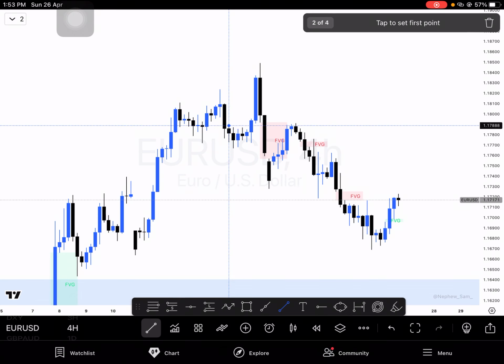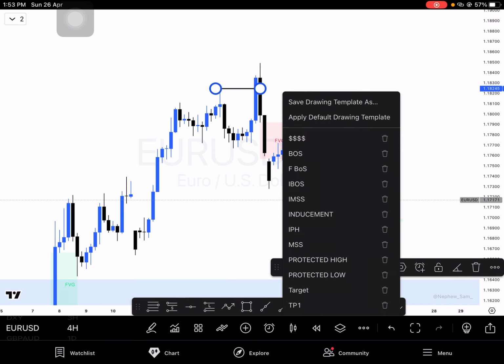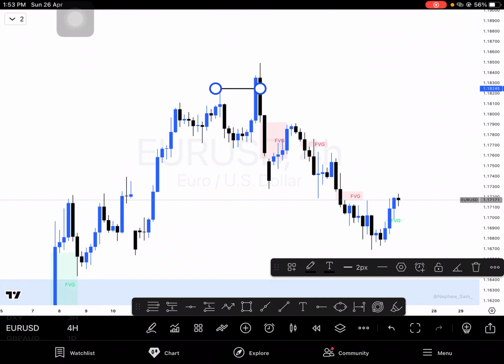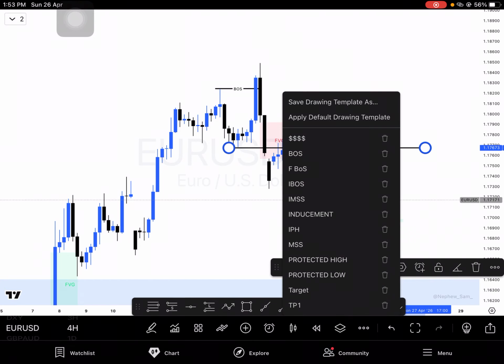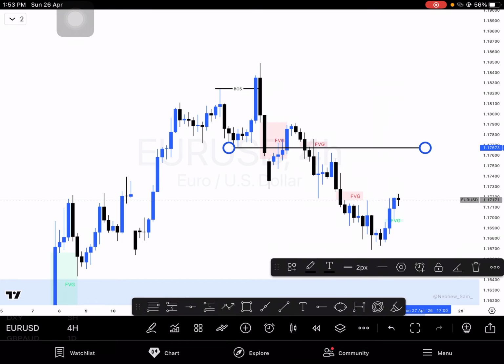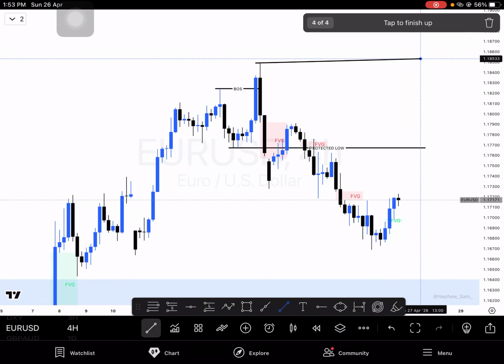This was the last break of structure to the upside in the 4-hour time frame. We had this last break of structure to the upside, right? So this becomes our protected low, right? This is our protected low. That's our protected low. And here becomes our protected high.